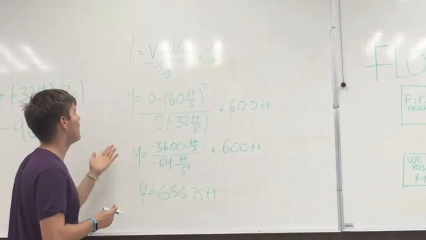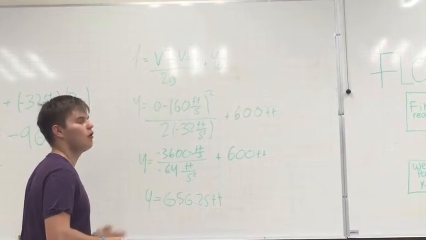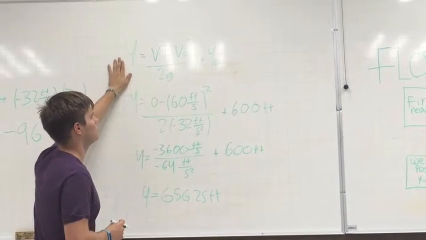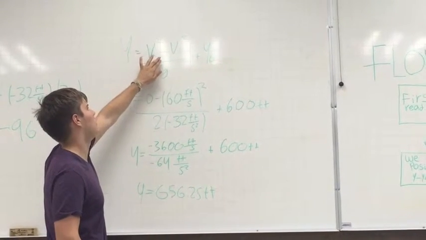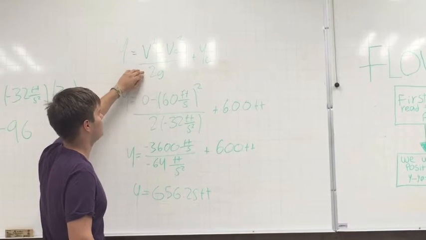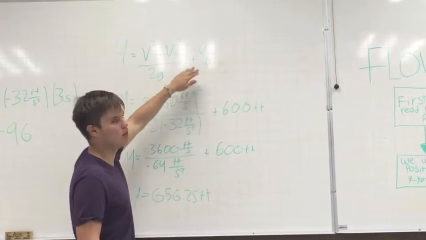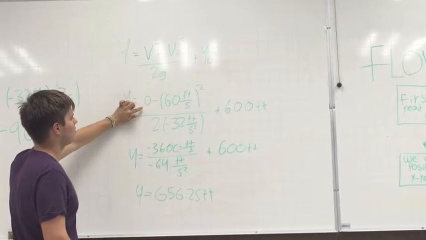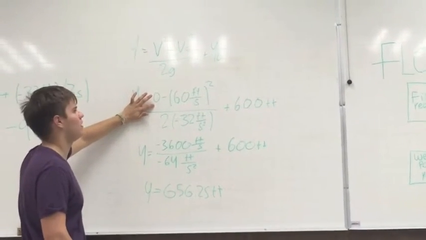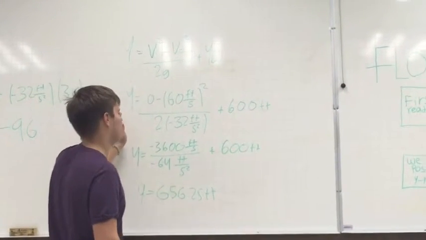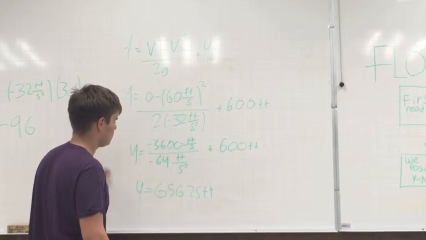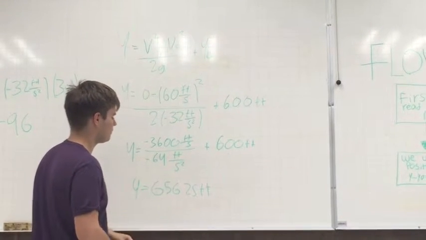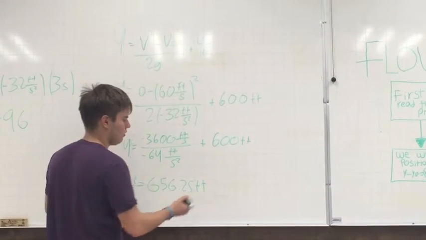Now we want to find the maximum height of the ball. So we have that the formula to do this is this one: velocity squared minus initial velocity squared over 2 times gravity, plus our initial height. So we substitute the values, and you can see that here is 0 because we don't have a final velocity. And then as a result, we got 656.25 feet, and this is the total height.